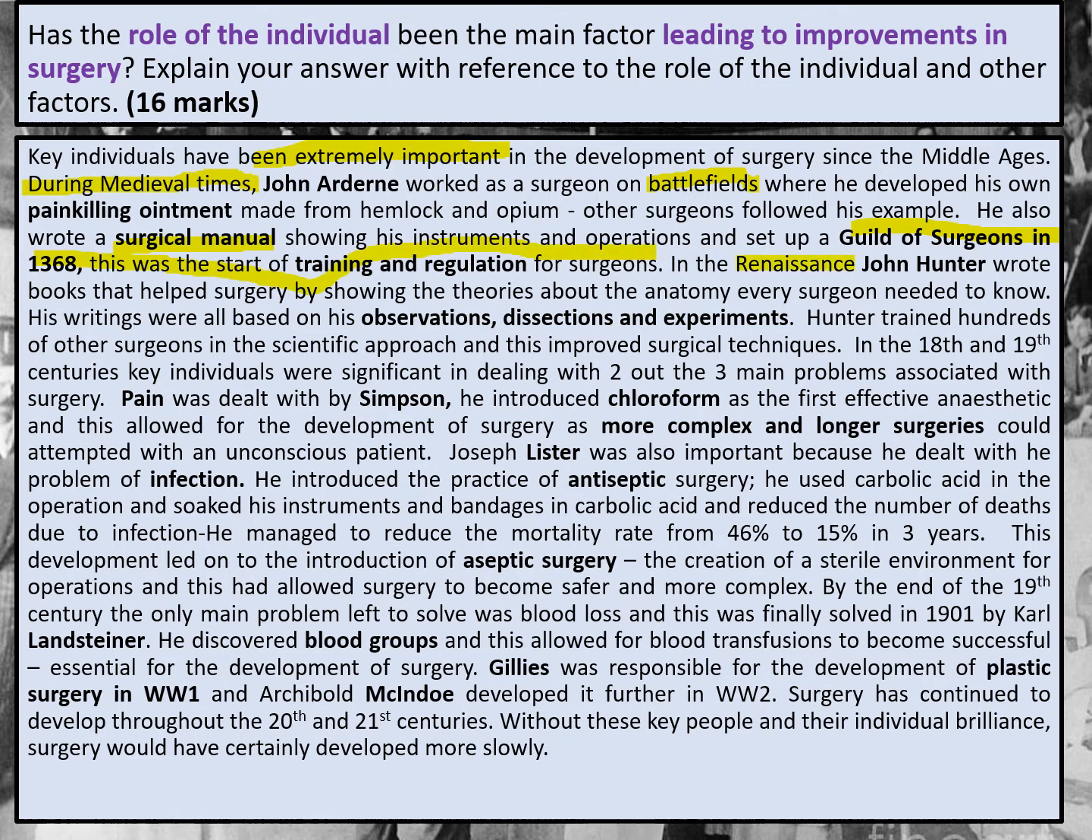In the Renaissance, John Hunter wrote books that helped surgery, showing theories about anatomy every surgeon needed to know. His writings were based on observations, dissections, and experiments, and he trained hundreds of other surgeons in that scientific approach, and this improved surgical techniques.